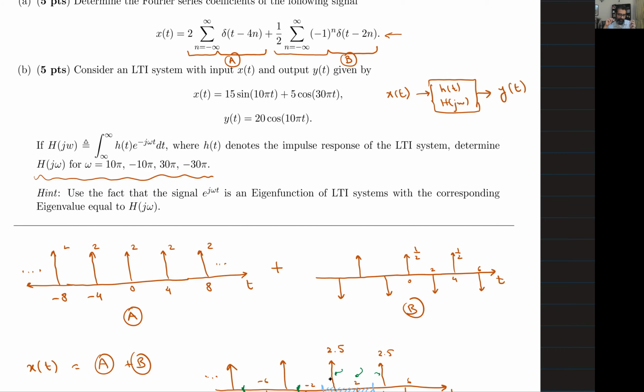Find the impulse response. That's the whole problem, Hassan. We don't know what the impulse response is. What we know is that the input is something, and we know what the output is. From this input-output relationship, we need to determine some h of j omega. Jeetala? If we find h of t first, we can use it to find h of j omega.